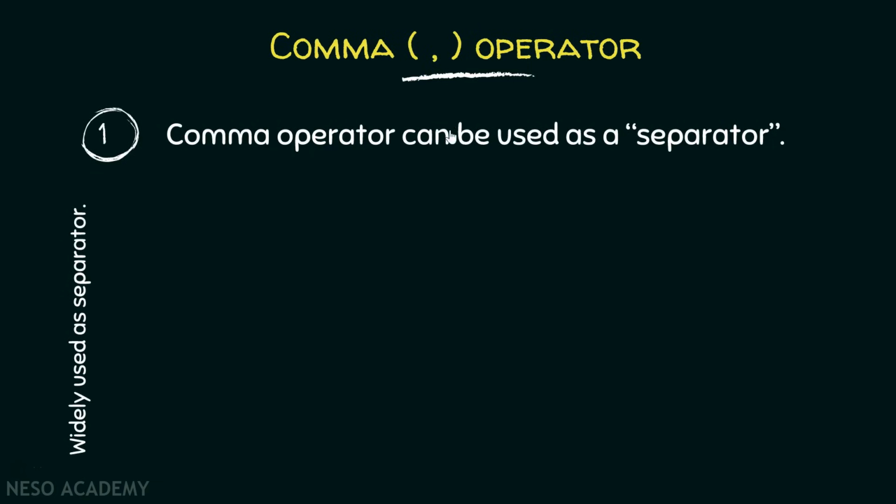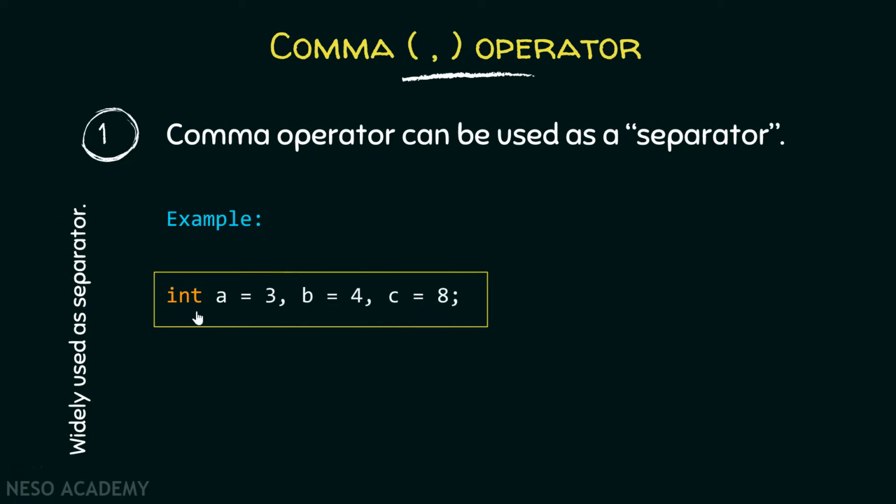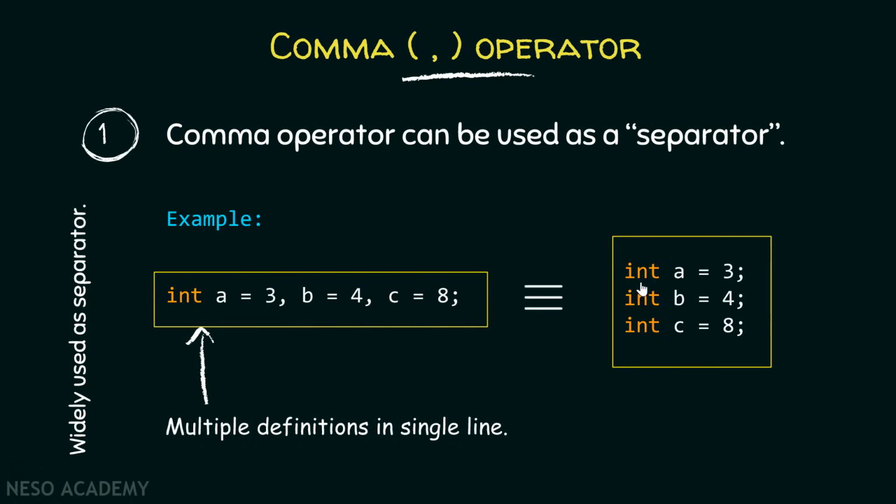Now let's try to understand what a comma operator is. First of all, we know this already that comma operator can be used as a separator. Like for example, int a equals to 3, b equals to 4, c equals to 8 is nothing but multiple definitions in a single line, right? Instead of writing this, we can also write int a equals to 3, int b equals to 4, int c equals to 8. But isn't that cumbersome? Therefore, when we have three variables of same type, we prefer this instead of this. Okay?